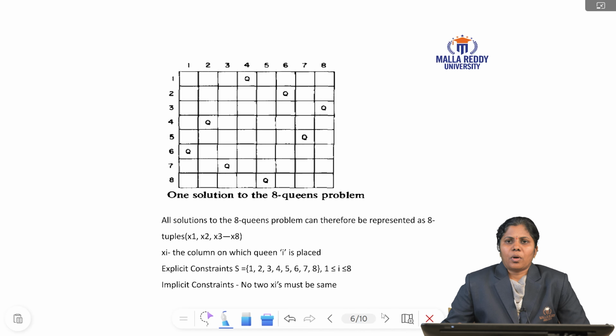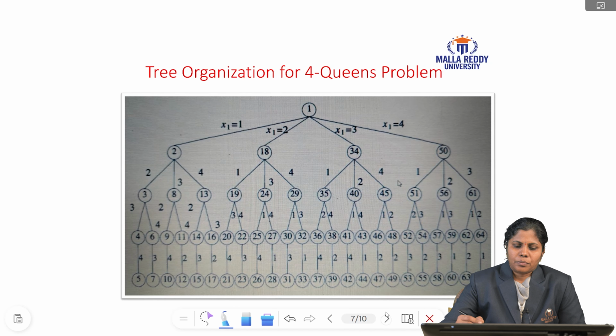For every problem, we need to consider explicit and implicit constraints. Explicit constraints indicate each value of xi is taken from the set S which consists of values 1 to 8. So each xi is assigned a value 1 to 8, and the implicit constraint states that no two xi's must be the same. This is one of the solutions considered.